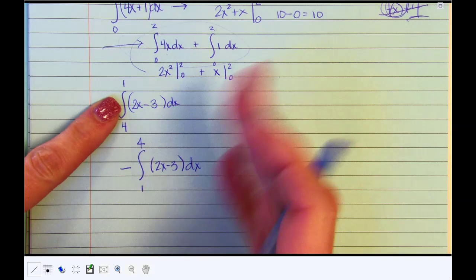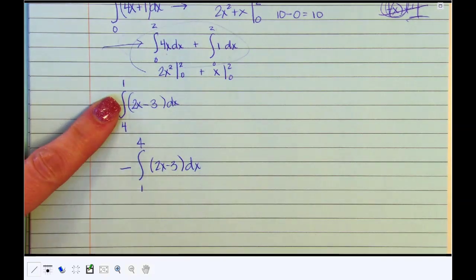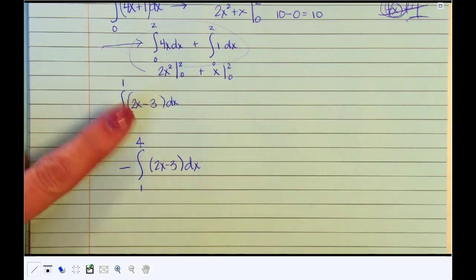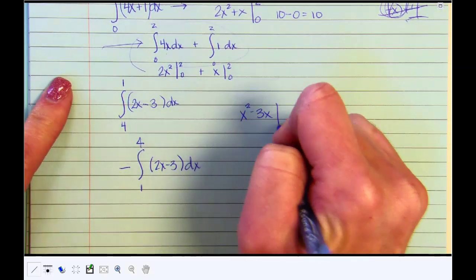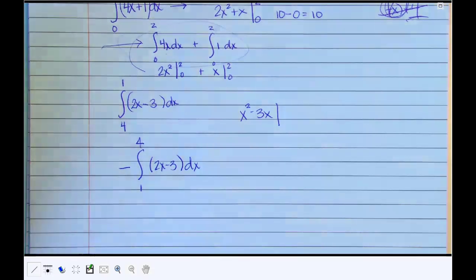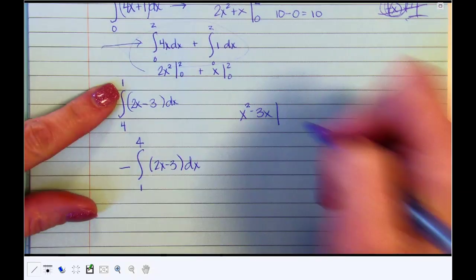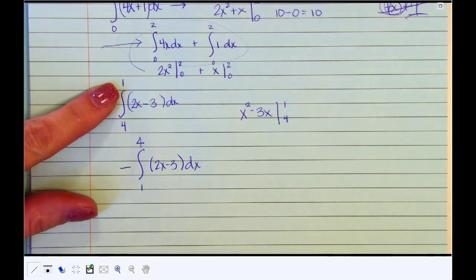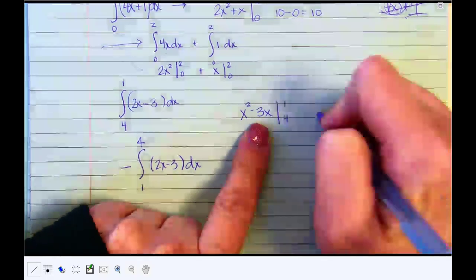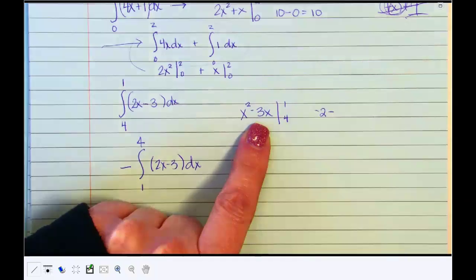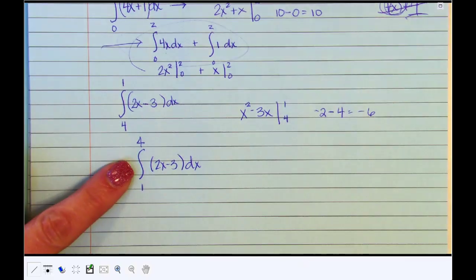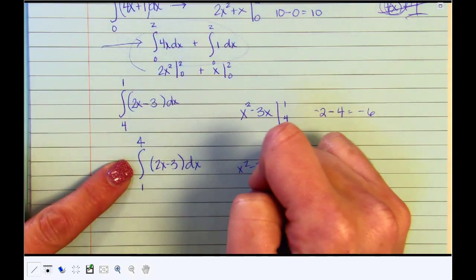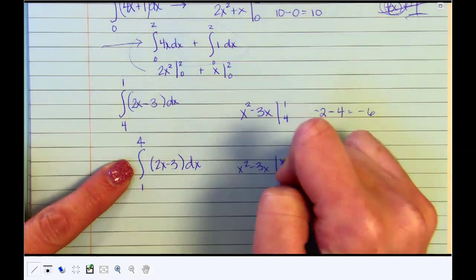Both of you have to do the antiderivative. What's the antiderivative of the function? X squared minus 3x. We don't have to have the c, right? Because the c will cancel. So if you went from 1 to 4, you plug in 1, you should have -2 minus 4, which is -6. Now, if you went this way, you also have x squared minus 3x from 4 to 1.